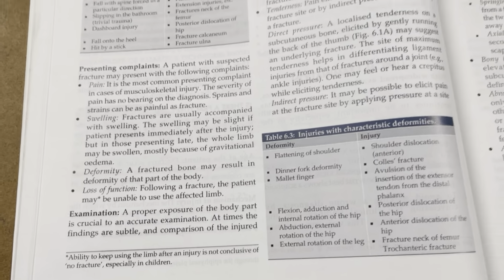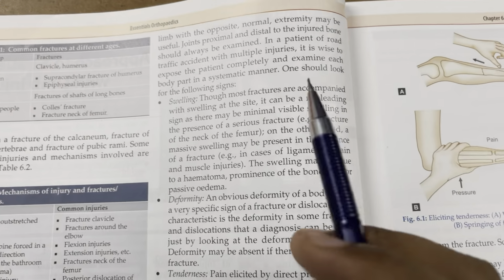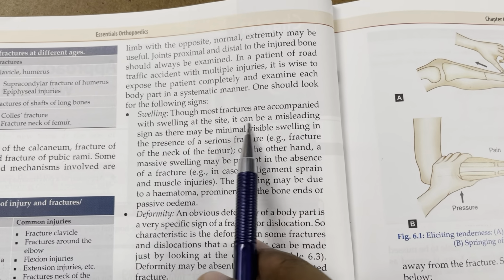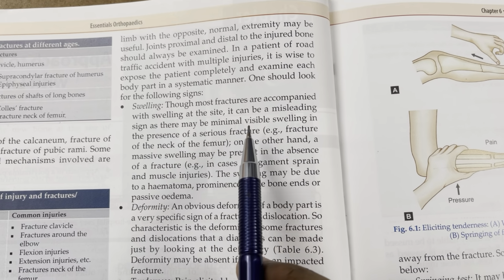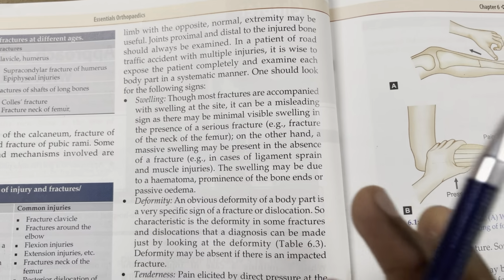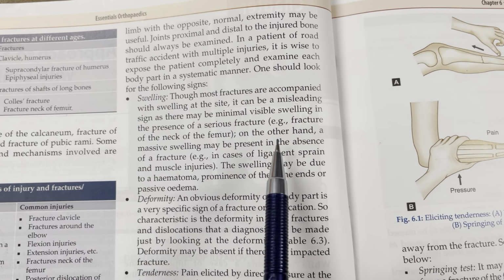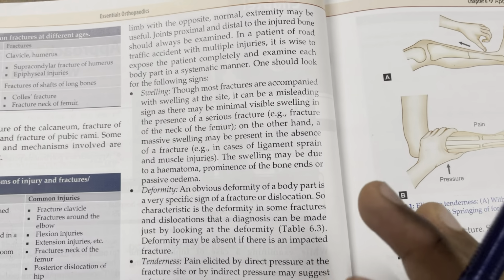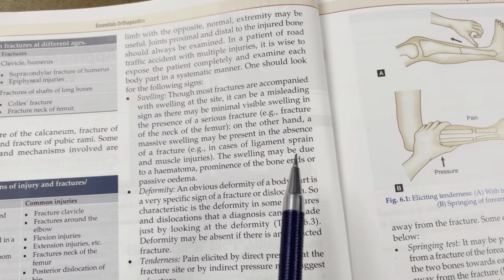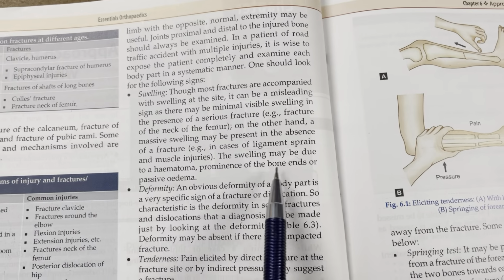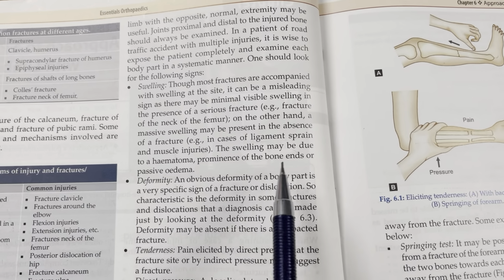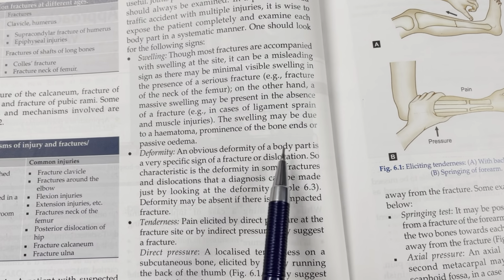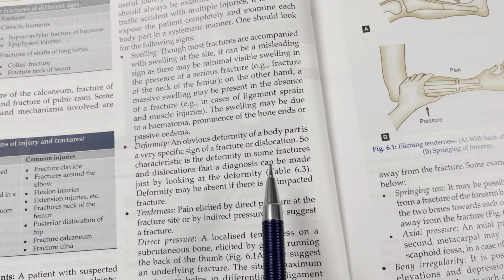So examination. What do you see on examination? You will see swelling. Most fractures are accompanied by swelling at the site. This may be misleading, because in fracture neck of the femur, even though it is a serious fracture, you'll have minimal swelling. On the other hand, in cases of ligament sprain and muscle injuries, even though there is no fracture, you'll have a lot of swelling. Swelling may be due to hematoma, prominence of the bone ends, or passive gravitational edema. Then deformity. It is a very specific sign of a fracture or dislocation.